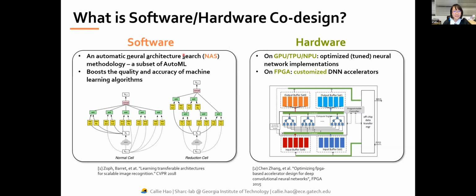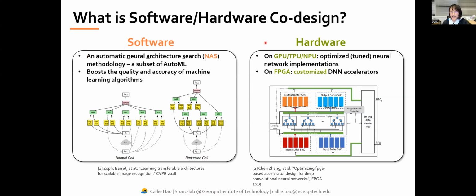Using this analogy, let's go back to being more serious. What exactly do we mean by software design and hardware design in this context? On the software side, we are particularly interested in automatic neural architecture search, NAS for short. This is already a very popular terminology and a subset of AutoML. NAS has boosted the quality and accuracy of machine learning algorithms. This figure shows a very famous, pioneering NAS work from 2018. Basically, this machine learning model is searched not by a human, but by a NAS algorithm.